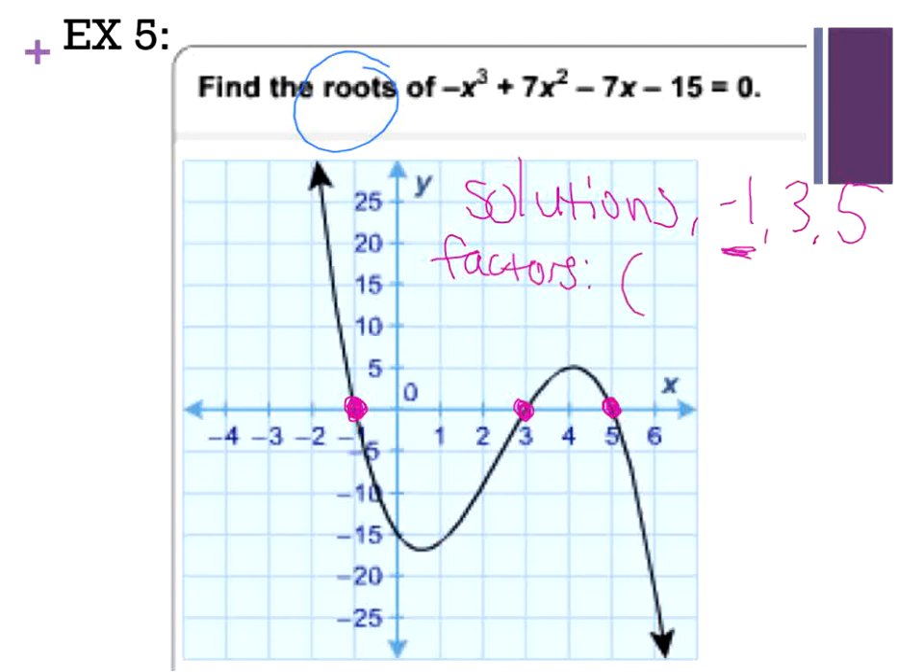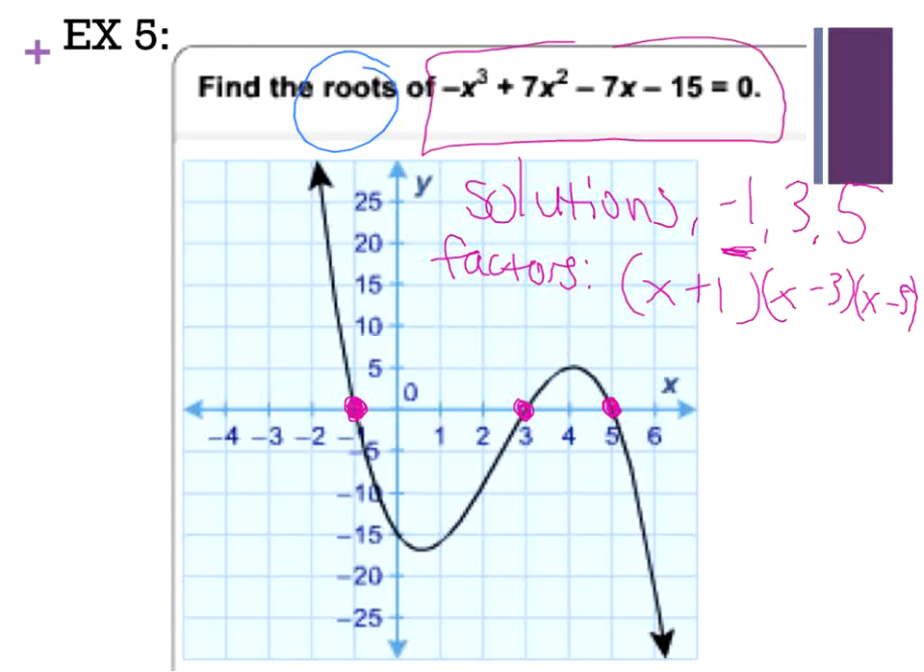I want to make sure you guys know both. If a solution is negative 1, what would be that factor? X plus 1. The 3 would become an X minus 3, and the 5? X minus 5. Great job. So see, from a graph, you guys are not only able to tell me the solutions, but you can also tell me the factors. Wasn't that way easier than doing synthetic division and finding these factors?